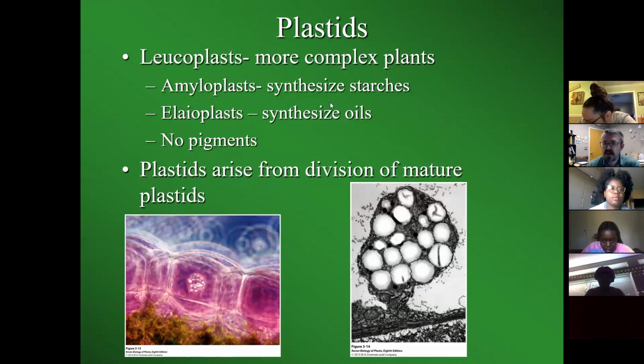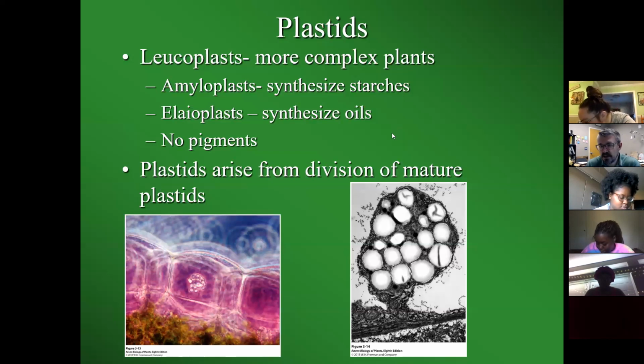Potato. Yep. And that's the one we're going to look at. So potatoes, you can actually stain those little starch amyloplasts, and you can see them under the microscope. We're going to do that next week as well.